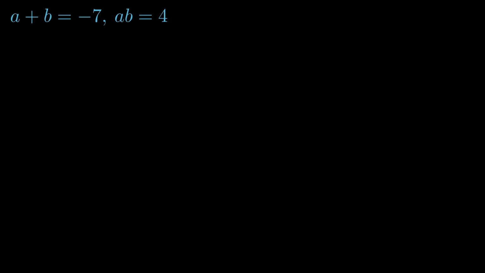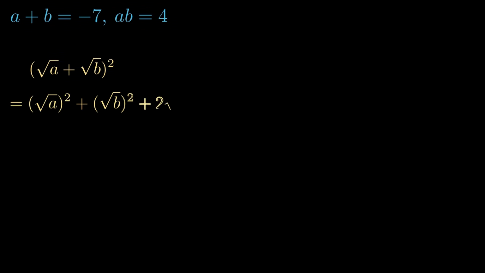Suppose a plus b equals -7 and ab equals 4. What is the value of the square root of a plus the square root of b all squared? It's a simple problem, but if you're not careful about how you simplify the terms after you expand the expression, you will get the wrong answer because of a mistake that's very easy to make.